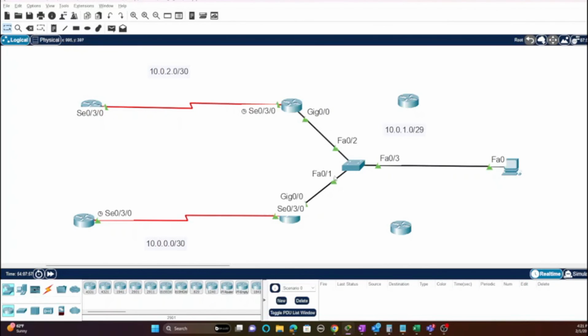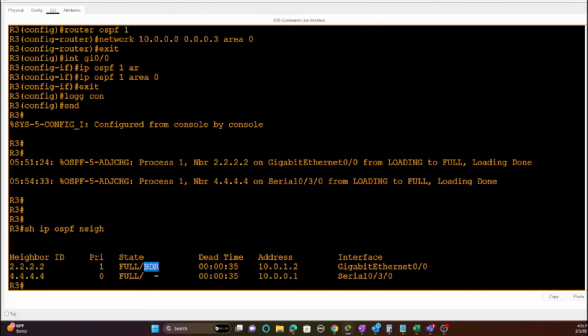And then if you're not a DR or a BDR, you'll see it right here. Instead of BDR, you're going to see full and DROther, meaning you're neither a DR nor a BDR. You're just one of the routers that is sending information to a DR router or a BDR router. Hopefully all of that made sense. So that's where that BDR comes into play.